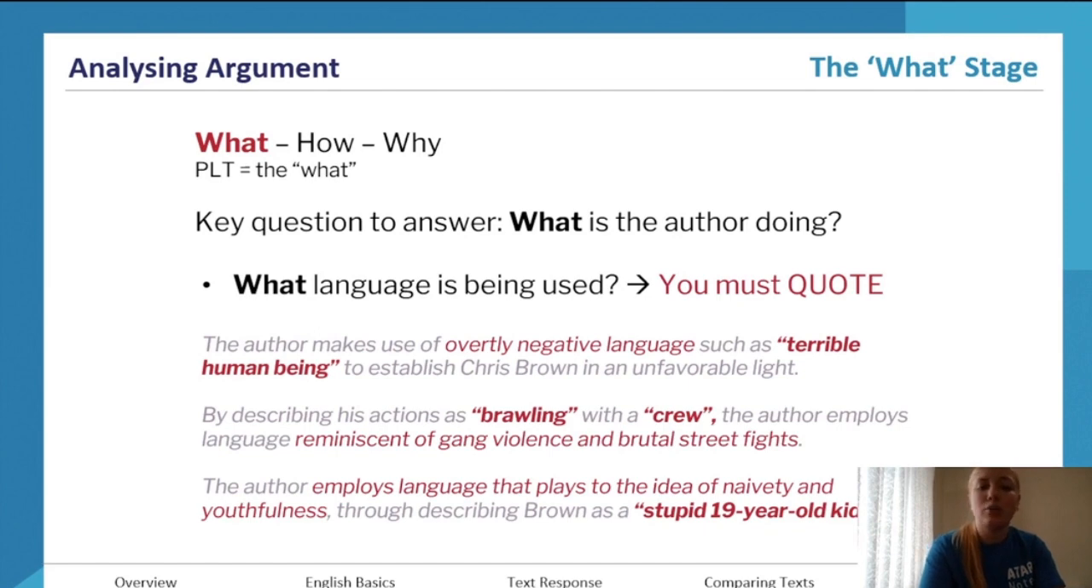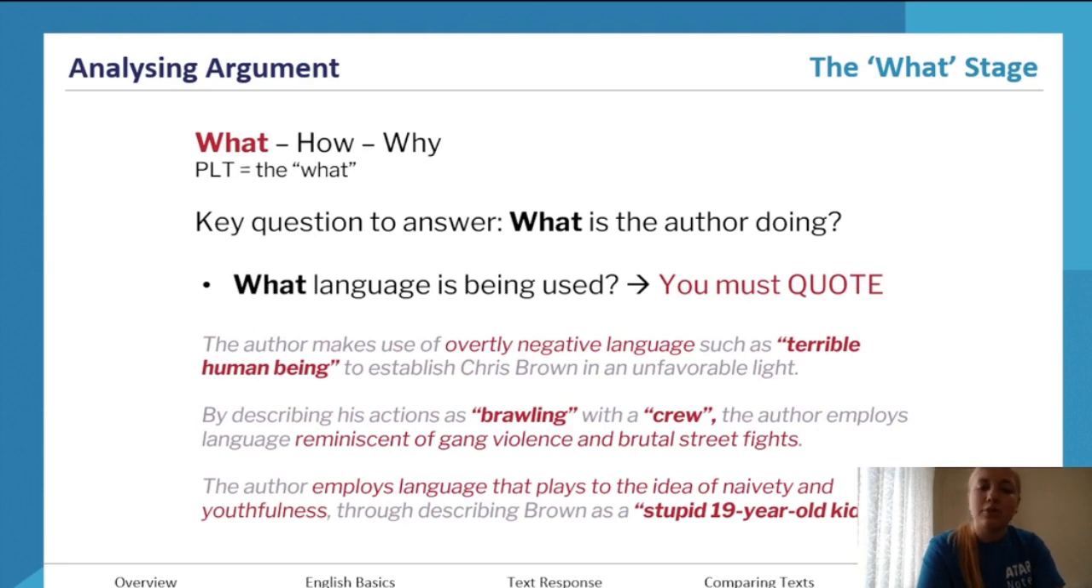So let's have a look at the what. This is where we're saying, what is the author doing? What is the persuasive language technique or the language being used? What's the quote for that? And how do we explain it? So we can link in that explanation into analysis of either the how or the why.